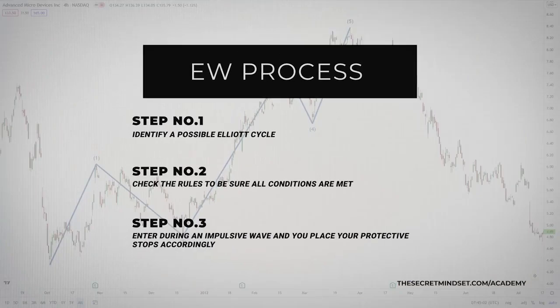You identify a possible Elliott cycle. You immediately check the rules to be sure all conditions are met. You enter during an impulsive wave and you place your protective stops accordingly. You can eliminate much of the confusion by applying these rules, and you'll also minimize your losses to a known amount.